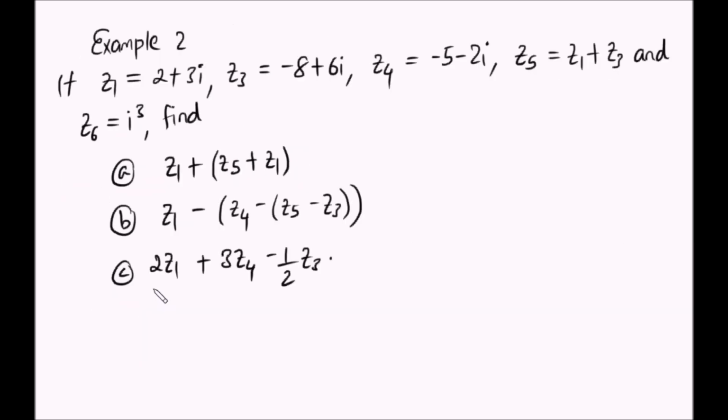Part C said 2 times z1 plus 3 times z4 minus half times z3. Now let's do part C.